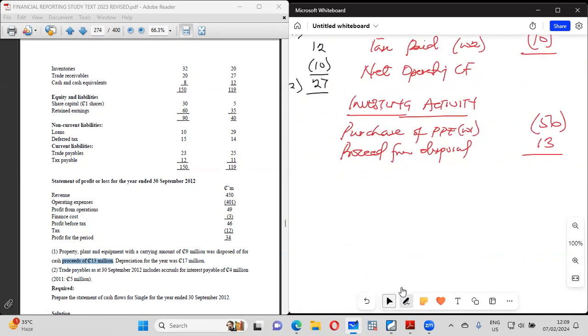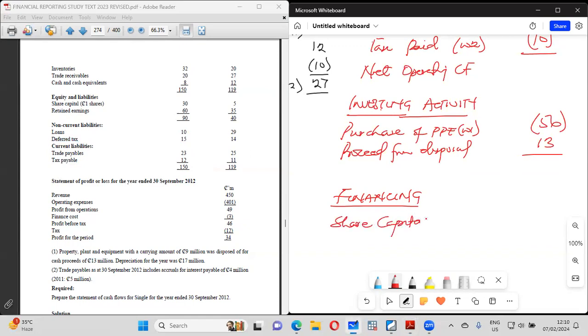Then I come to my financing. So you see that we've used these things. We've used this one, this one, this. The only thing we've not used is the share capital. So under financing, share capital is giving me what? Share capital is giving me the fact that it was 5 and now it's 30, meaning that share capital has increased in terms of cash by 25.